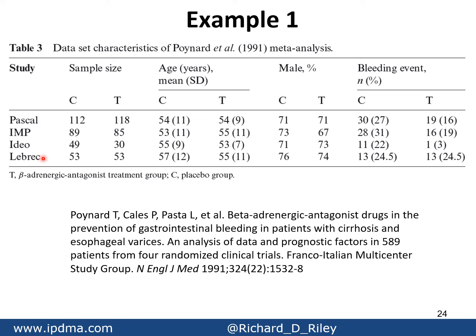Now let's again pretend that we haven't got the IPD, which I personally don't have, but let's pretend that they didn't get the IPD yet but wanted to know what the power of their approach would be. And we see that we have aggregate data from the 4 trials in terms of the number of participants in each of the control and treatment groups, the mean age and the standard deviation of age in each of the groups, the percentage male in each of the groups, and the number and percentage of events, bleeding events. So this is all we need to do the power calculation.